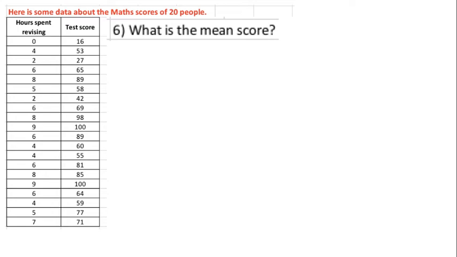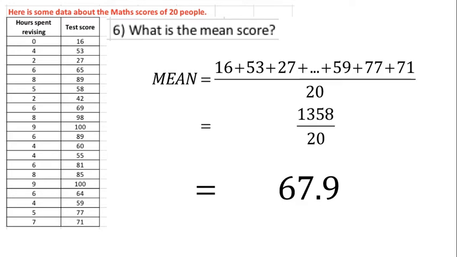Okay, the next bit of the practice test had some math scores for 20 people. This isn't a grouped frequency table, it's just some straightforward test scores for 20 people listed, and also the hours that they spent revising, because we're going to look at correlation in a minute. This is easier than when we worked out the mean in a grouped frequency table before, because this is just good old add them all up and divide by how many there are, 20. It came to 67.9.